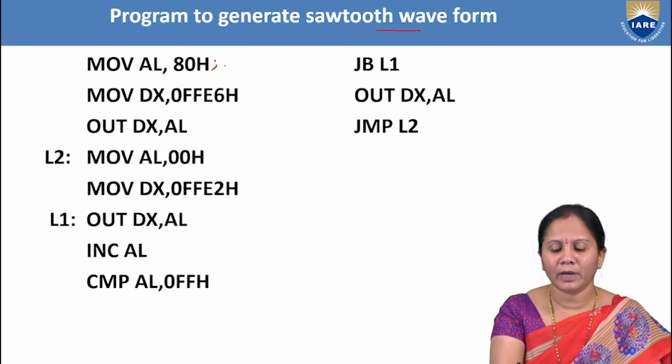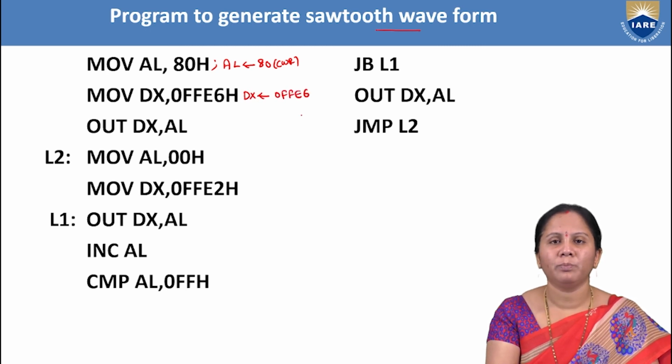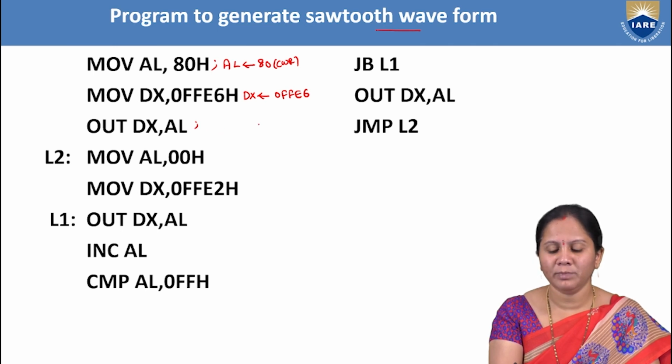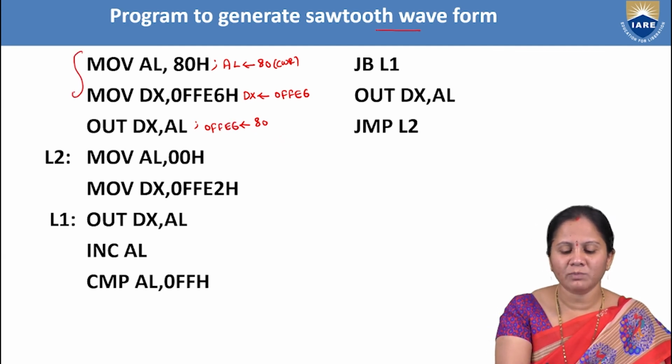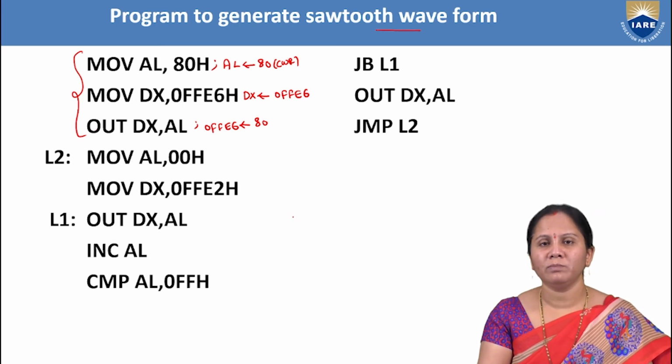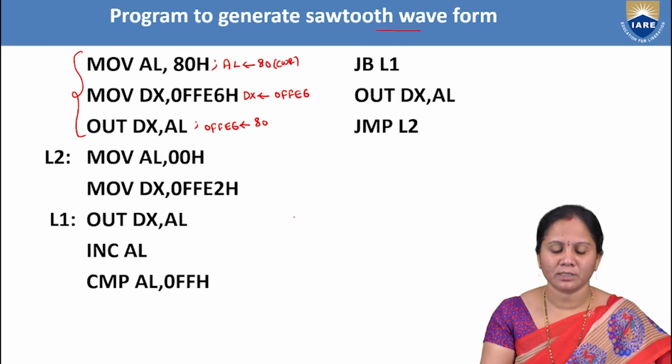So as we know, the value 80 will be loaded into AL. Here 80 is the value of CWR. And move DX comma 0FFE6. So 0FFE6 is the port address which will be moved into DX. Port address of CWR it is. And out DX comma AL means the value 80 will be moved into 0FFE6, that is the output port address. Okay. So these three lines are the same for all the waveform generation programs. The first three, we have to initialize the control word register.